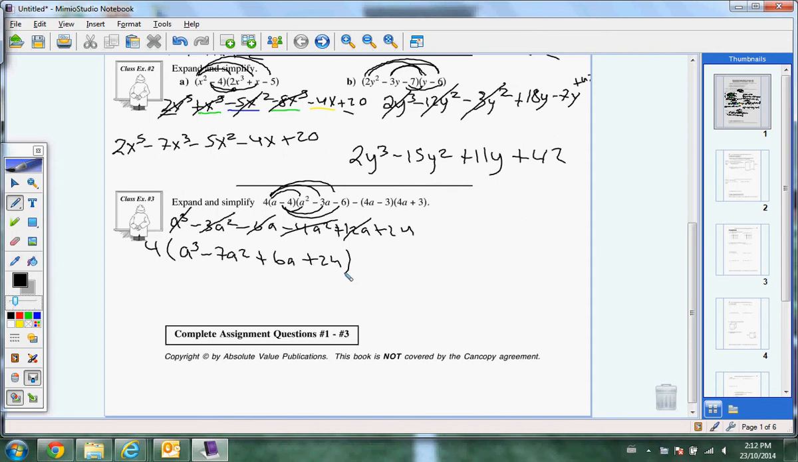And now we're going to push the 4 in. 4a cubed minus 28a squared plus 24a plus 24. Okay, so that's my left side. Now I'm going to do the right side. Oh, yeah, 24 times 4. Thanks, Chris. Somebody's keeping track of my mistakes. 4 times 24 would be what? 96. Sorry, thank you, Chris.